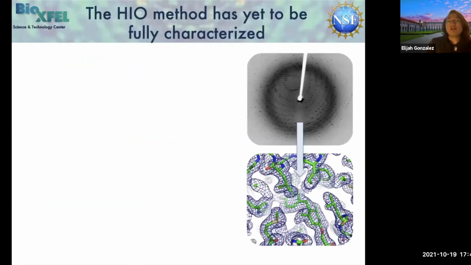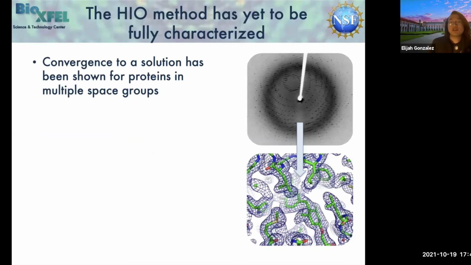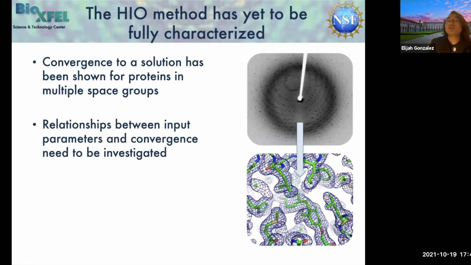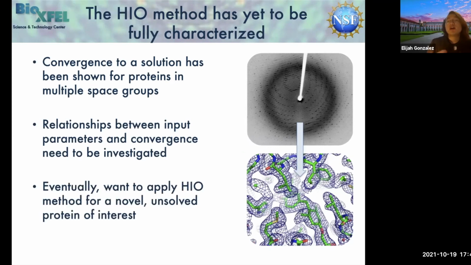We have shown that convergence to a solution is possible through the HIO method for proteins in multiple space groups. But what we'd really like to do is characterize the relationships between these input parameters and whether or not we're going to get convergence. The reason why we'd like to do this is because we want to eventually apply this HIO method to a novel unsolved protein. And if we're going to go there, we want to know what it means to do effective parameter tweaking. Should we be messing with solvent fraction? Should we change the Gaussian filter? We're interested in looking at the relationships of these input parameters and whether or not we can squeeze out some convergence based on just effective parameter tweaking.